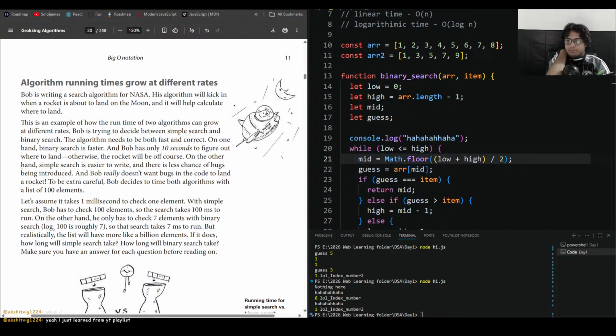This is an example of how the runtime of two algorithms can grow at different rates. Bob is trying to decide between simple search and binary search. The algorithm needs to be both fast and correct. On one hand, binary search is faster, and Bob has only 10 seconds to figure out where to land. Otherwise, the rocket will be off course.